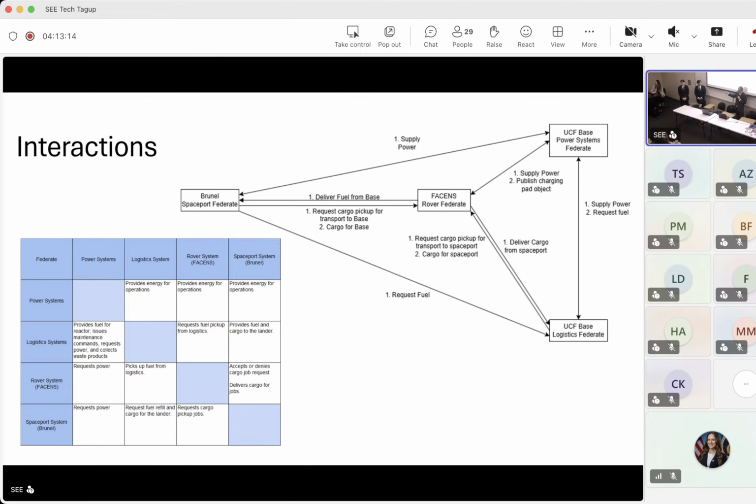The rover federate will then go to the spaceport, pick up those resources, and then transfer them over to the logistics federate. Then, upon receiving a notification that the lander has run out of fuel or needs refueling, it will send out another request over to the logistics federate, which will then call over a rover federate to bring the fuel from the logistics system over to the spaceport. And that is the end of our presentation.